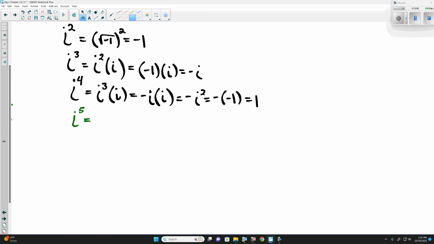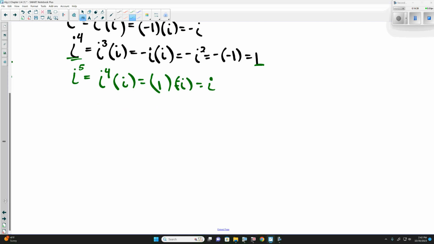i to the fifth. Well, that'd be i to the fourth times i. Well, what is i to the fourth? We got off focus a bit, but i to the fourth was just 1. So we're saying 1 times i, which is i. So i to the fifth is i.